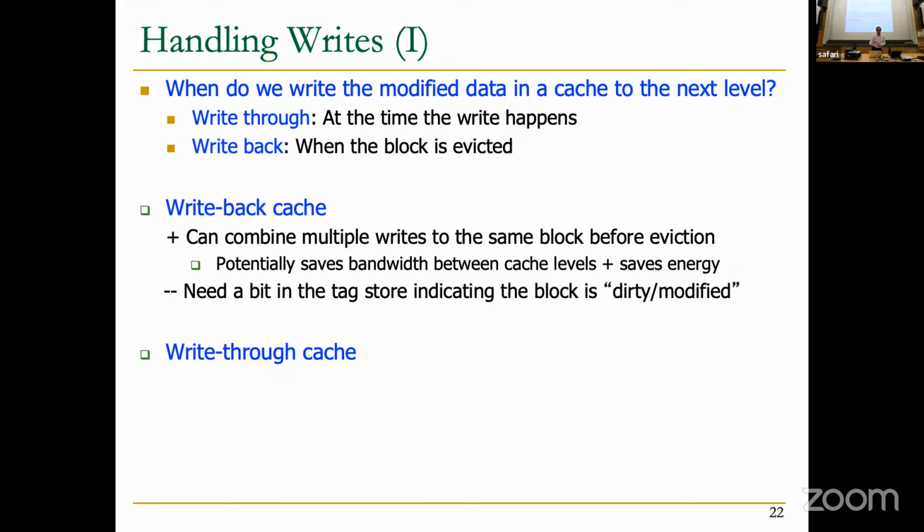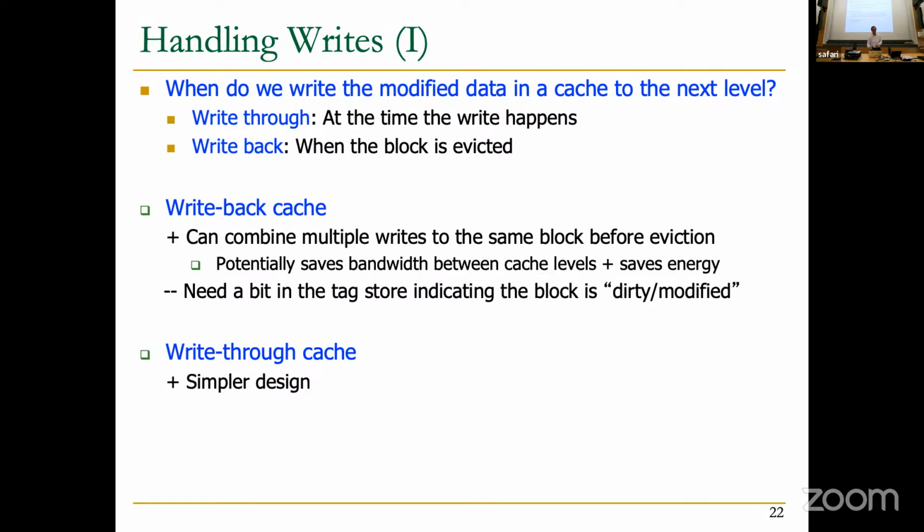So of course, the downside of the write back cache is additional complexity, right? You need to have this extra bit in the tag store indicating that the block is modified or dirty. These are two terms that are used in caches, and we will see them in virtual memory also in the next lectures. So this is the trade-off.